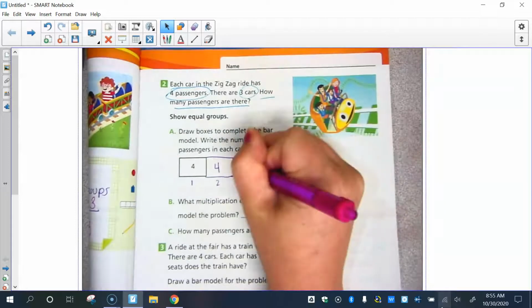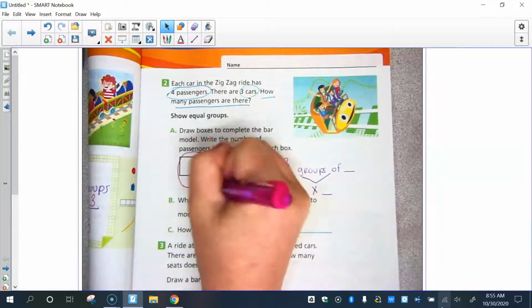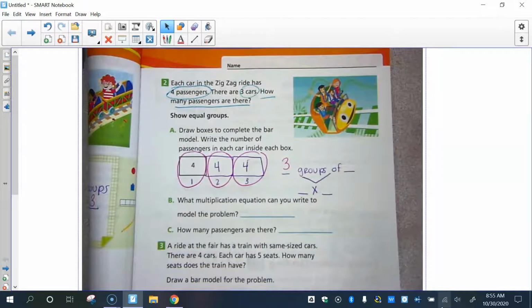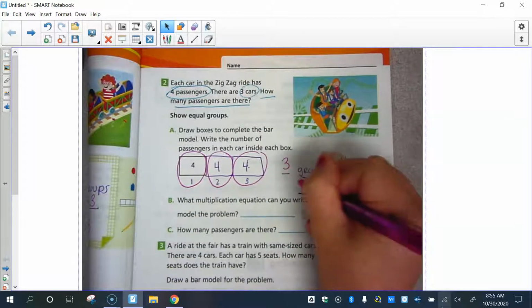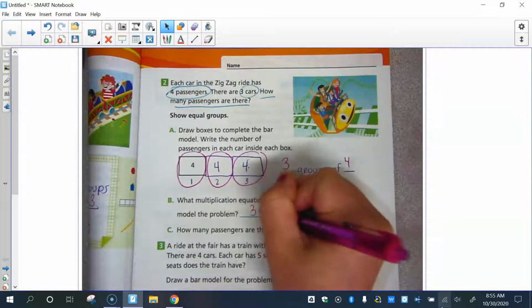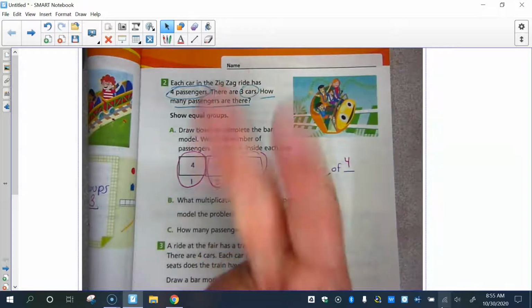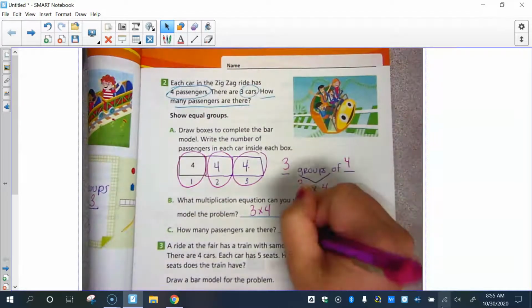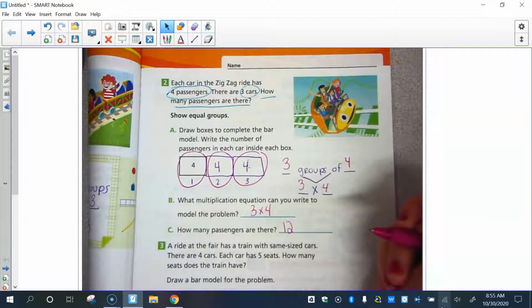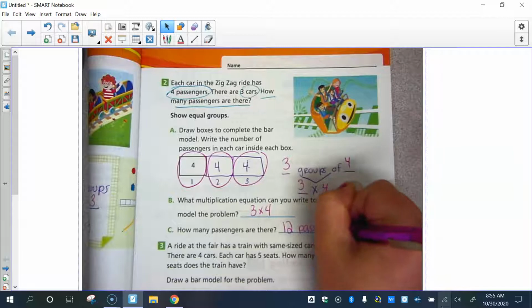See, we have 1 group, 2 groups, and 3 groups. 3 groups of, how many are in each group? 4. So 3 times 4. So let's skip count 3 4 times to see how many passengers there are. 3, 6, 9, 12. And remember, that could be 12 toenails for all we know. So we're going to add that label to passengers.